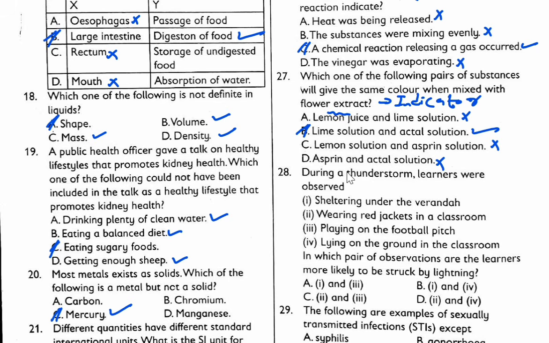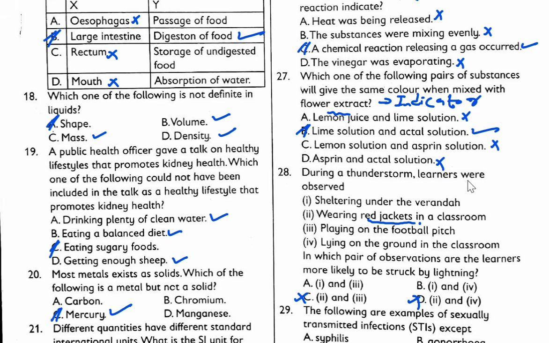So this is a very common myth that if you wear a red jacket, lightning is going to strike you. I know you know this. This one is not true. According to science, that one is just a rumor. Therefore, any option with Roman 2, it is not true. So C and D, we're going to eliminate these two. So we remain with A and B.